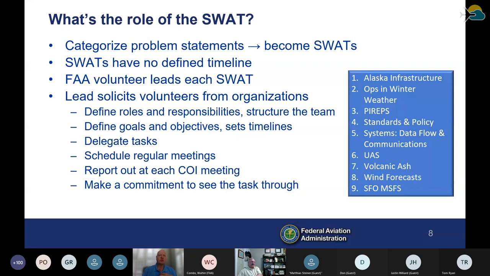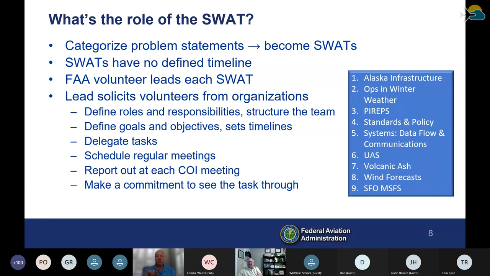We had multiple problem statements on UAS. We had multiple problem statements on standards and policy. And we thought, how are we going to attack each one of these? We said, let's put them into groups. And that's what we did. Out of the 37 problem statements, we have 9 SWATs that we're showing here on the right-hand side. And these will come and go as we move into the future.